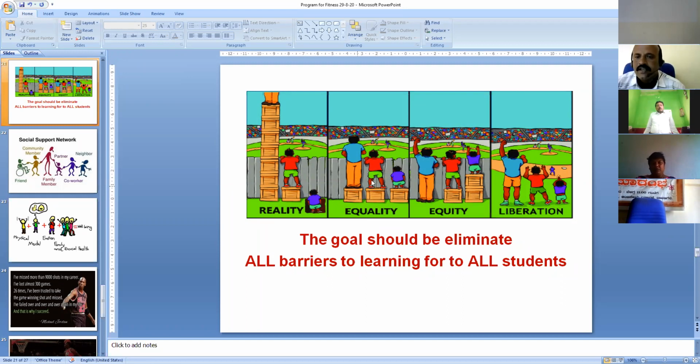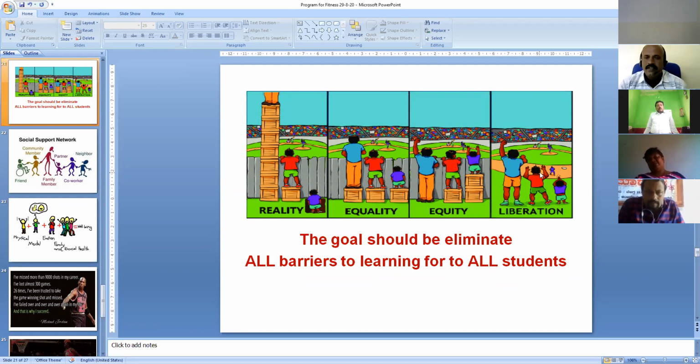Next, in the second picture, the reality is that only one or two persons are able to enjoy the match. Here, in equality, all three are watching, but in different ways. This small kid is watching through the wood, and equity means all are watching at the same level. And the actual thing we have to do is liberation.